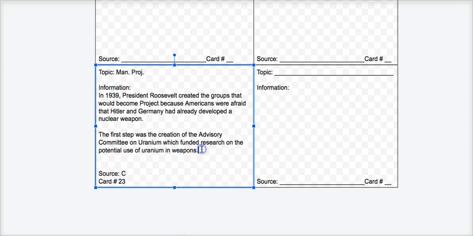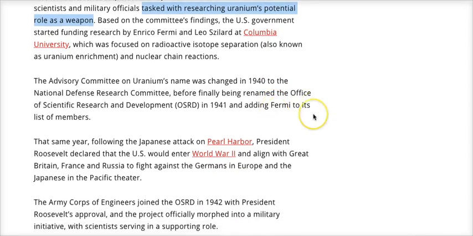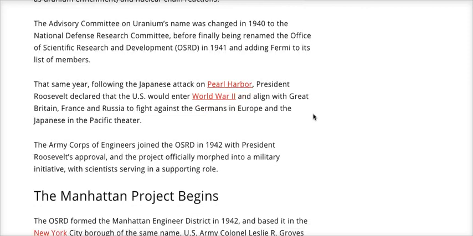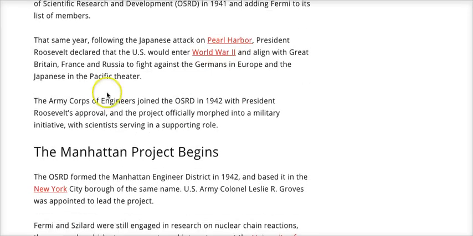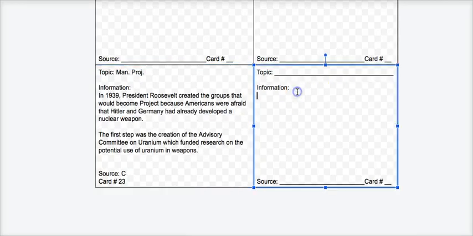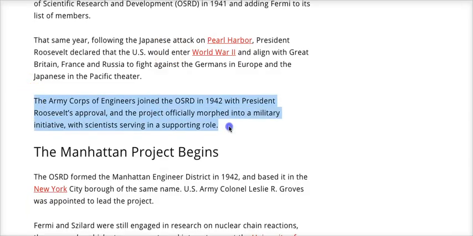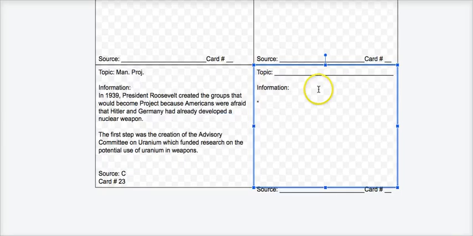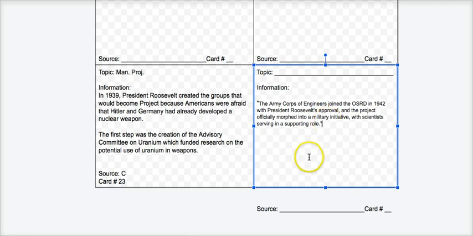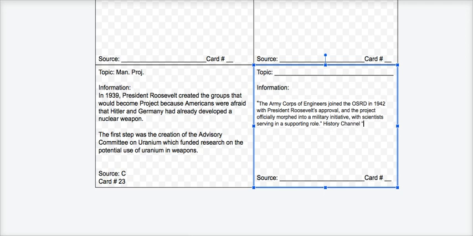All right, so I've paraphrased. I did not plagiarize. I could also use a quote. So let's say I want to fully quote this. If I do, then what I'm going to do is go to the card and put quotation marks and then write what it says. Now I can copy and paste, and you have to write it, but I want to make sure that I put it in quotations, and then I want to make sure that I say History Channel, and the article is called Manhattan Project.